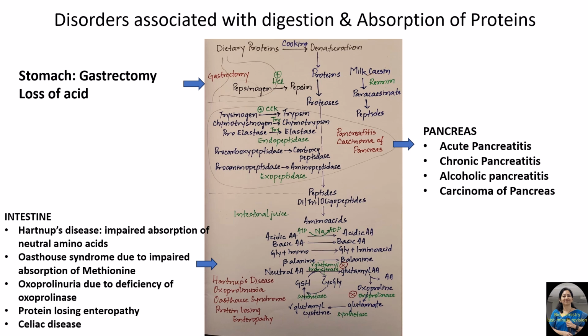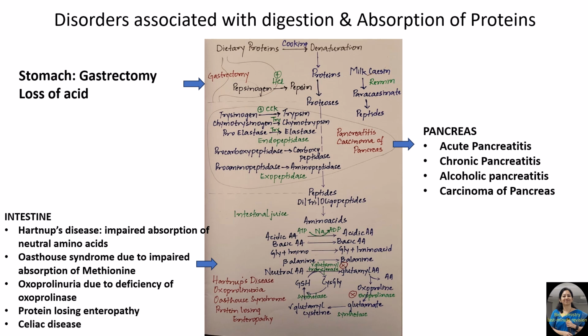The next set of disorders at the level of small intestine include Hartnup disease, where there is defective absorption of neutral amino acids, so there will be impaired digestion and absorption of proteins. Oasthouse syndrome is due to impaired absorption of methionine. Oxoprolinuria is due to deficiency of oxoprolinase enzyme, which is responsible for conversion of oxoproline to glutamate. So the Meister cycle is disrupted.